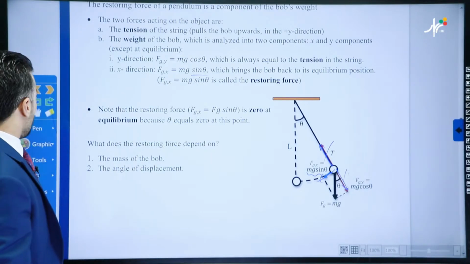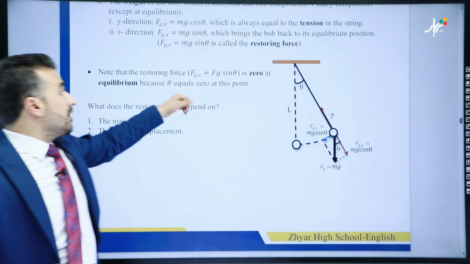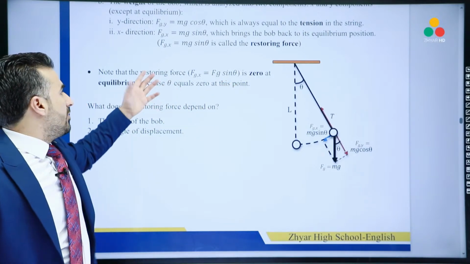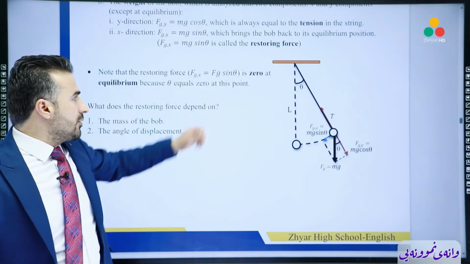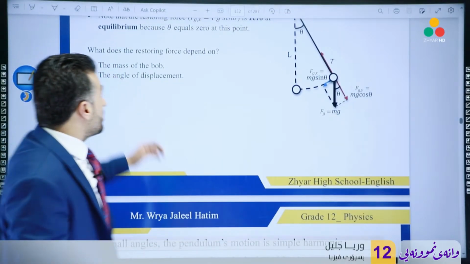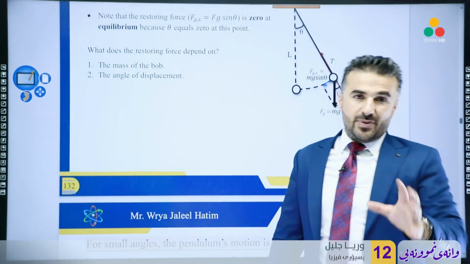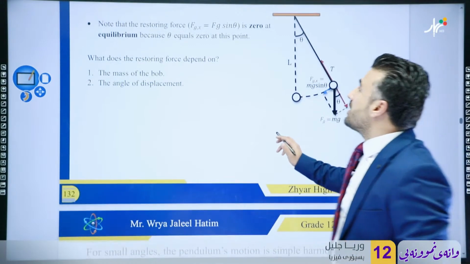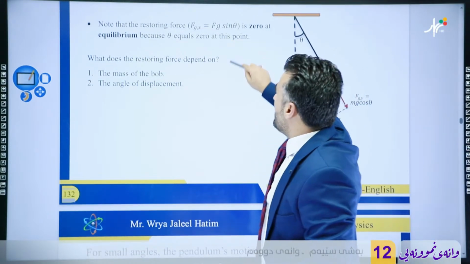Note that the restoring force is 0 at the equilibrium. Why? Because theta, or the angle, is 0 at this point here. So based on this, what does the restoring force on a pendulum depend on? Remember, look at the equation. The restoring force depends on what?